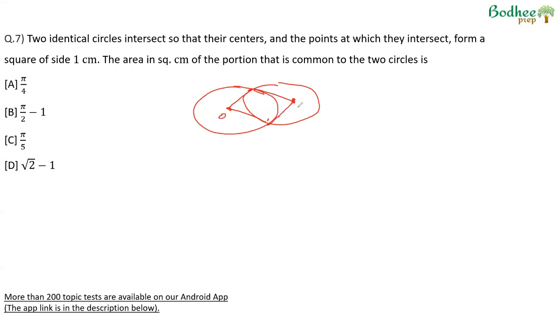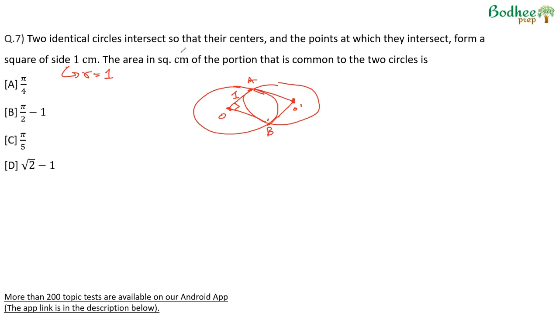These are the centers O and O dash. These are say the intersection points A and B. Square is formed, so all of the angles are 90 degree. Also, AO is equal to AO dash is equal to O dash B is equal to OB and so on. The side is 1. This side will also be the radius of the two circles. The radius of each circle is also 1.